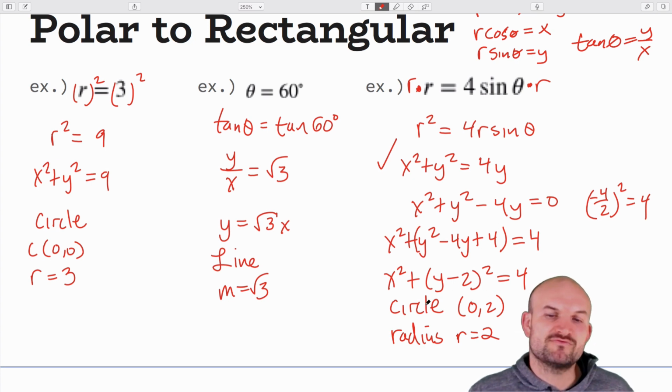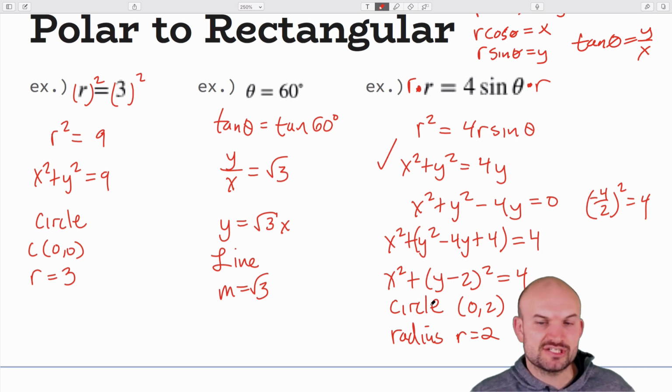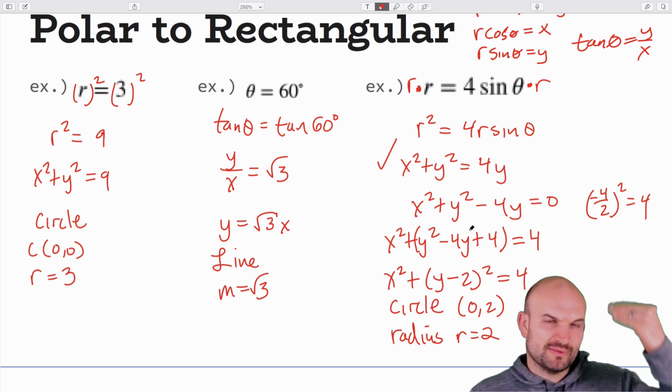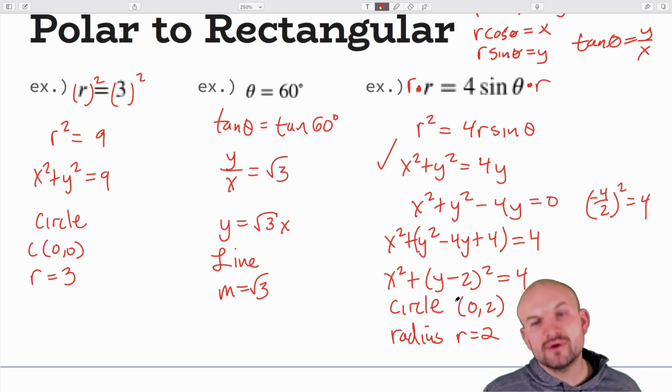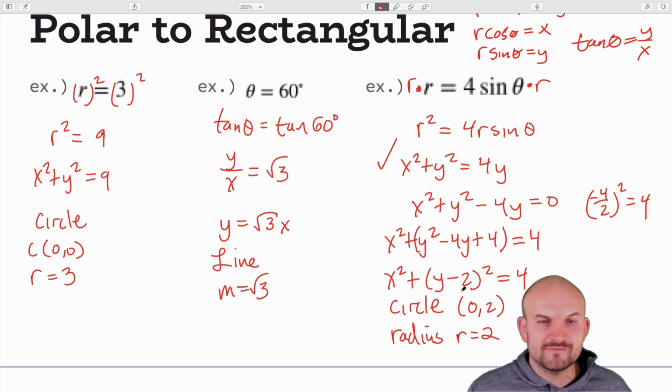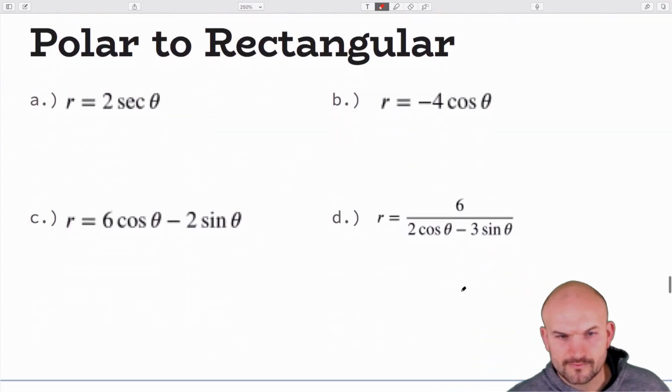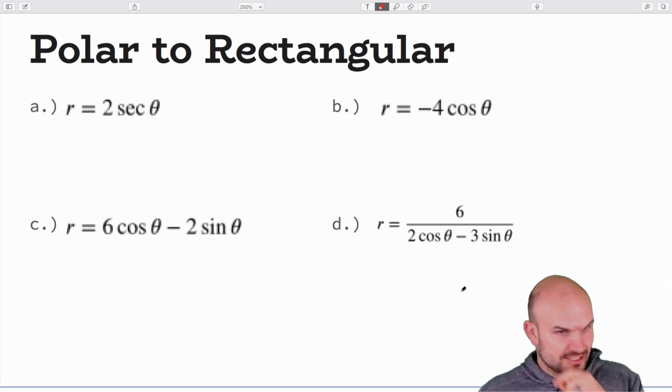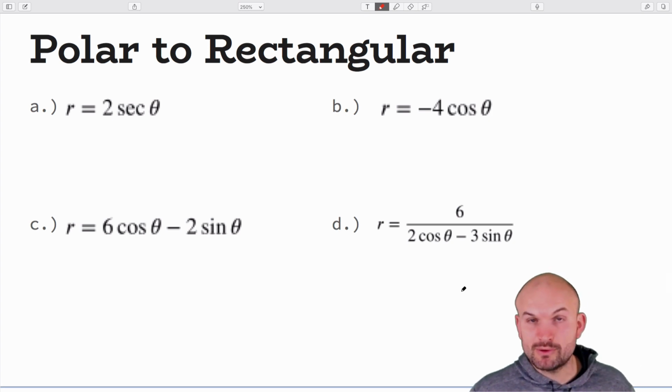And then you have it in this form where it's a little bit easier to identify the circle with a center of 0, 2 and a radius of 2. And again, this is a little bit of extra explanation that I went through with my students just to make sure they felt comfortable with the material. And then we went ahead and practiced doing some other equations.